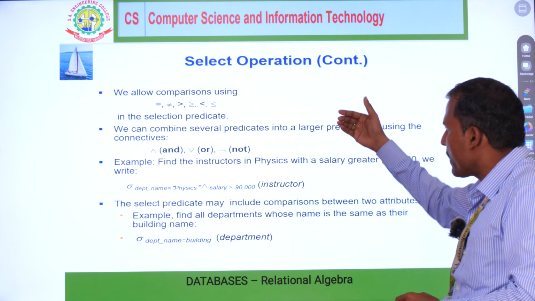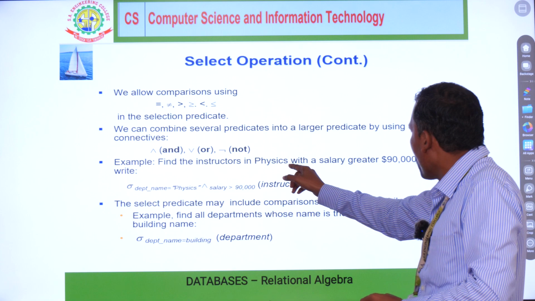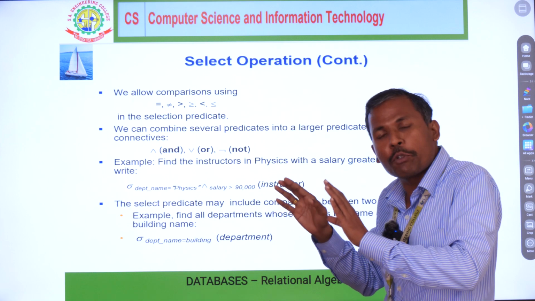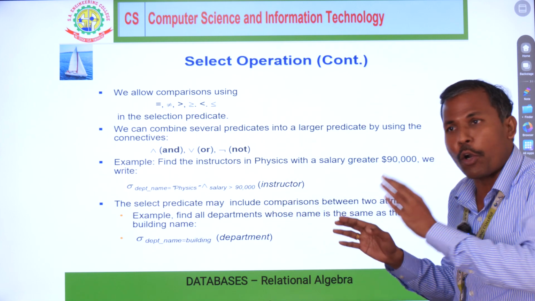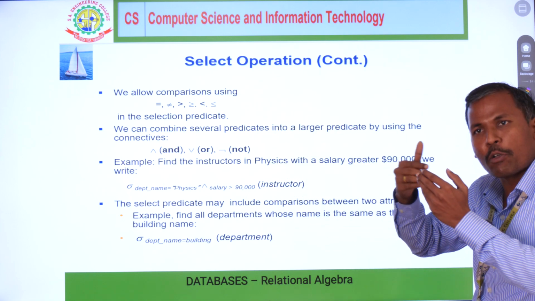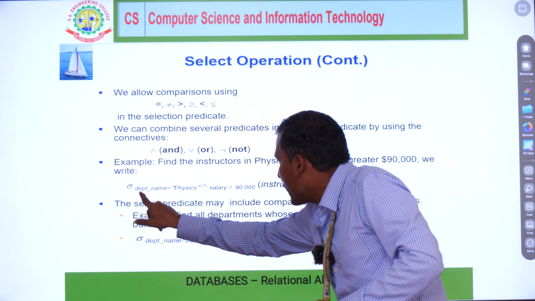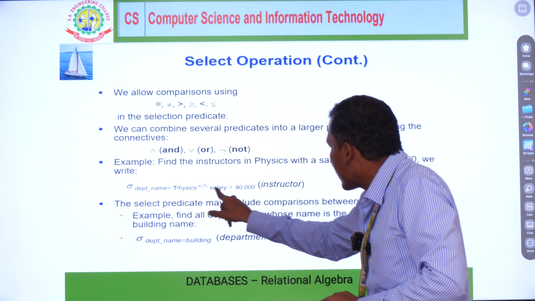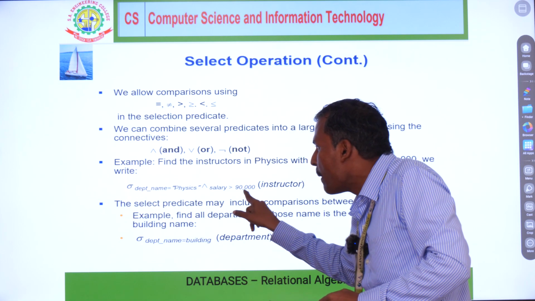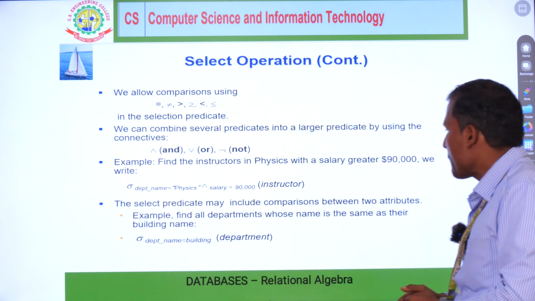I have another question here. Find the instructors in physics with a salary greater than $90,000. So here we have two conditions. If you have two conditions, you have to use connectives, either and, or, not. The previous query was talking about the instructors belonging to the physics department. Now we have asked for the salary details. So the condition is department name is equal to physics and salary greater than 90,000, and the relation remains the same. Since we are involving predicates, that is conditions, the operator used is sigma, the select operator.